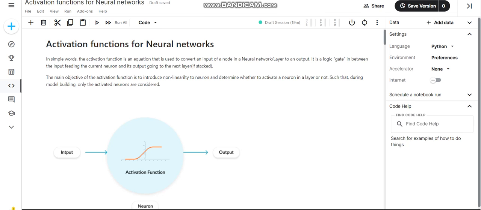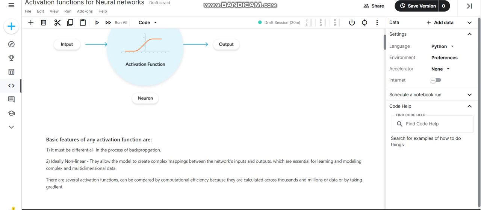The main objectives of the activation function are to introduce non-linearity to the neuron and to determine whether to activate a neuron in that layer or not, such that during the model building only the activated neurons are considered. One more use of activation functions is to scale the input. As the output of an activation function will have a range, it scales the input to that particular range. So it also helps in scaling, but the main function is to introduce non-linearity to the input.